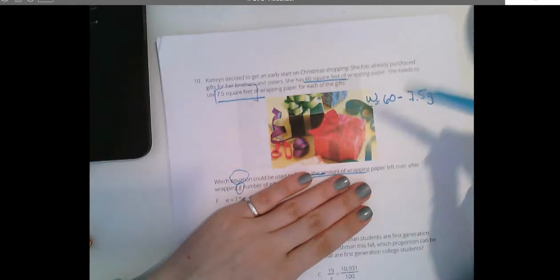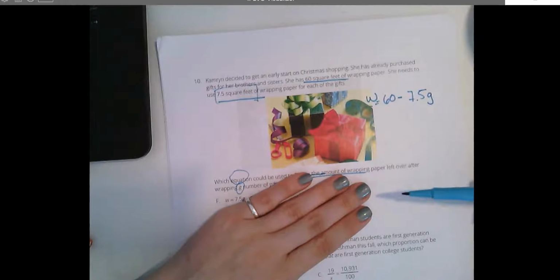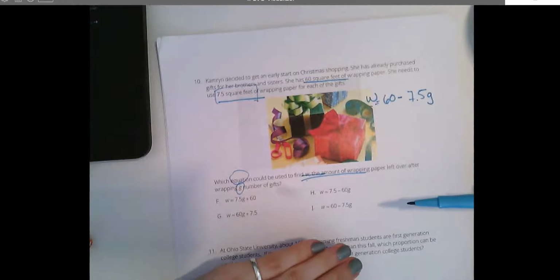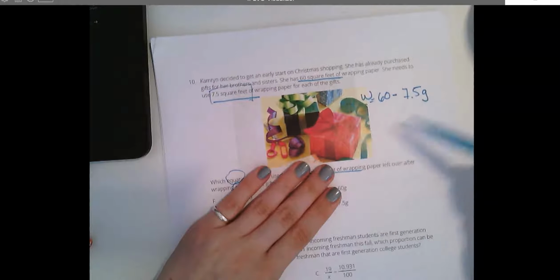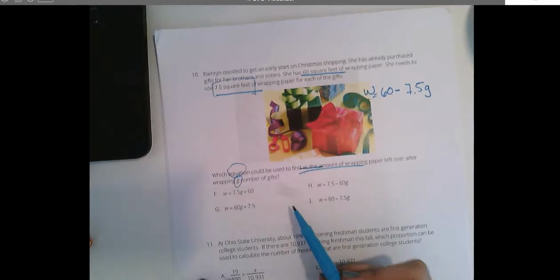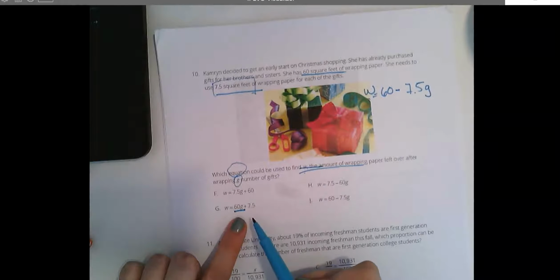I like to solve it myself first, and then go look, as opposed to staring at a bunch of equations and being like, does that make sense? Because it's easier for me to think it through on my own. Okay, W, okay, got all our W's. We are not multiplying 60 square feet of wrapping paper times every gift. And it's easier for me to immediately be like, nope, that's wrong, because I've already reasoned it through.